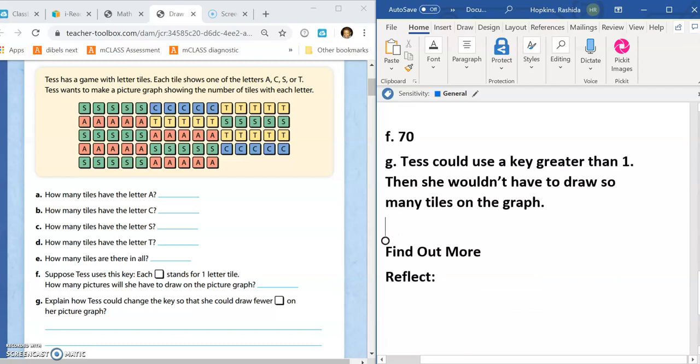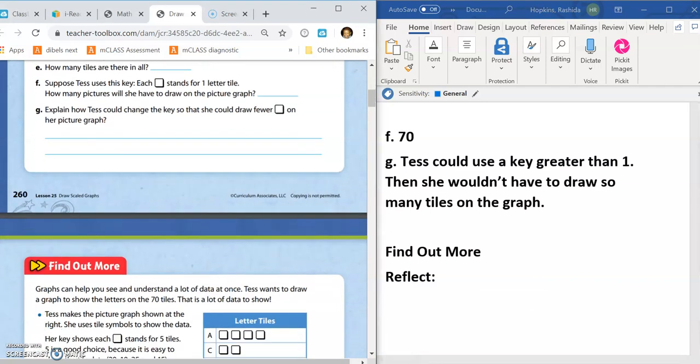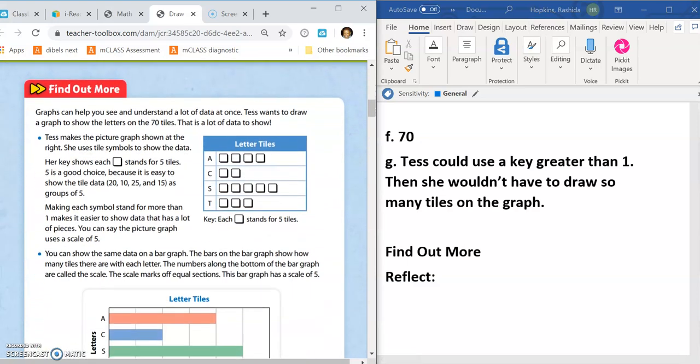Okay, so let's go over to the next page, which is 261, and let's find out more.